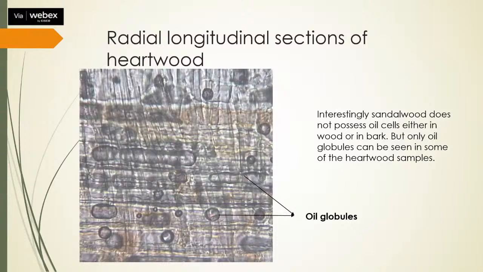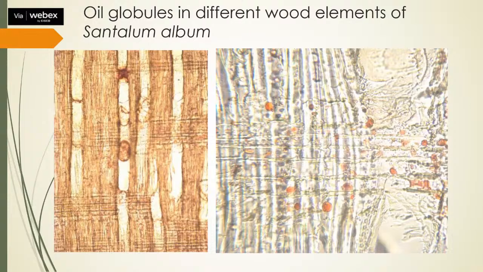This is the same RLS section of the heartwood. In the case of heartwood, you can see the oil globules which are present in the ray cells. These oil globules are responsible for giving the odor of the sandal. Interestingly, sandalwood does not possess oil cells either in wood or bark. In some families like Lauraceae, these oil cells can be seen either in the tangential section or in the radial longitudinal planes. But in the case of sandalwood, these oil cells cannot be seen, only the oil globules can be seen in some of the heartwood samples. This can be observed in different wood elements, like here you can see the oil globules in vessels, and here in the ray cells.